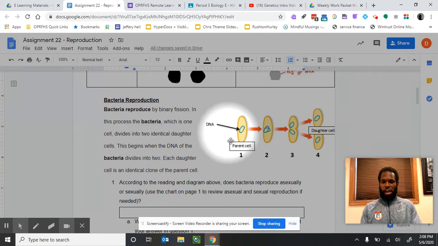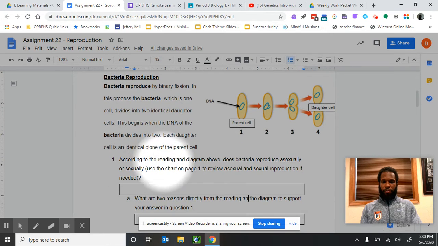Each daughter cell is an identical clone of the parent cell. So we see the bacteria here. We see the DNA here is going to, step one, split into two. Step two, make an exact copy of itself. And then four, we have two new cells. Notice this is the exact same as this.